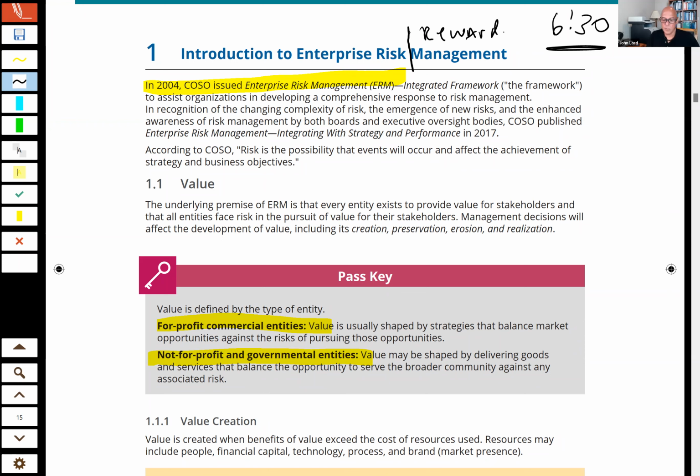You're saying, well, risk manager, there's a risk. Just don't do that, and the problem won't happen. Well, if you don't do something, maybe you're going to miss out on the reward. So it's really what? Risk reward management.